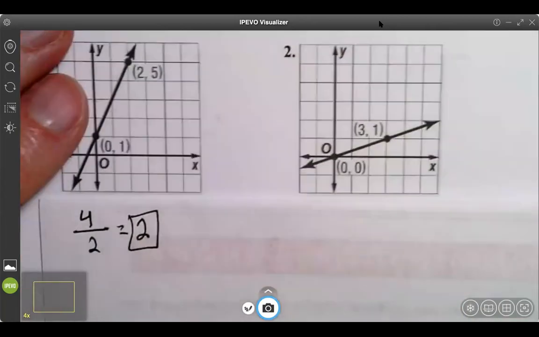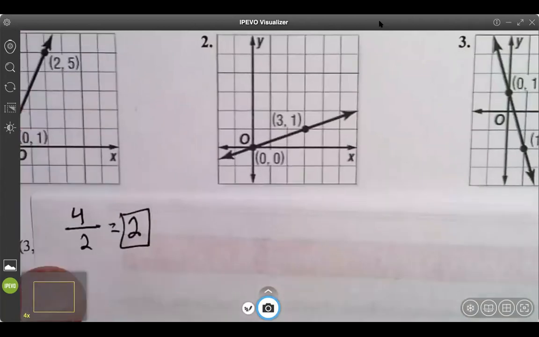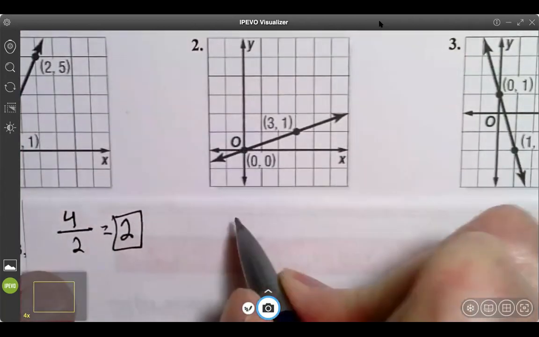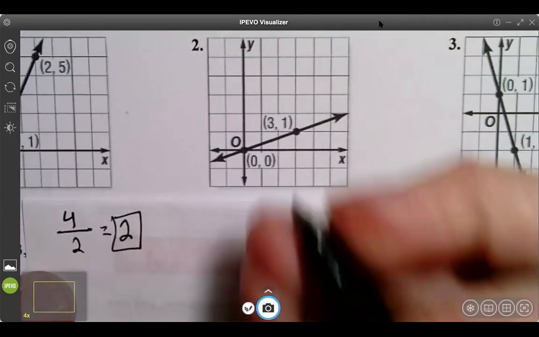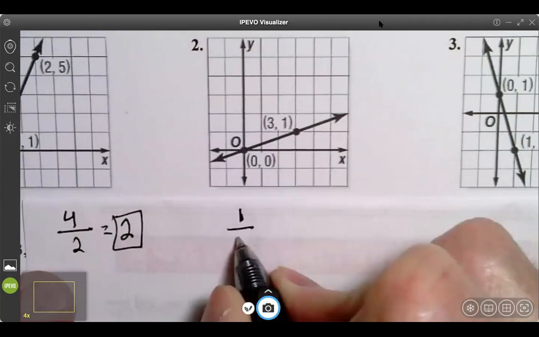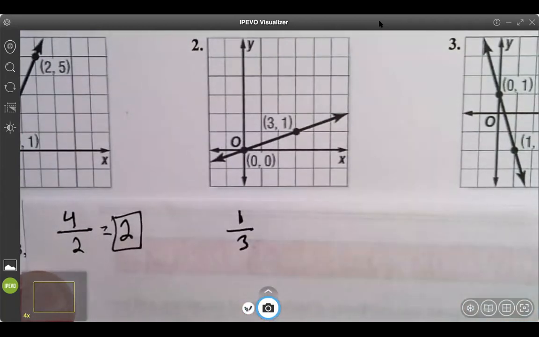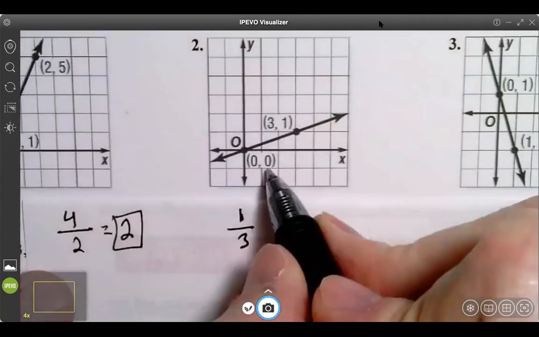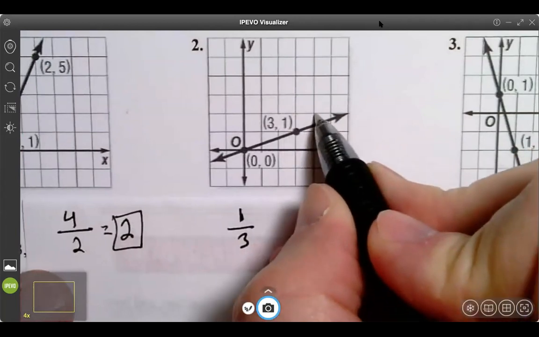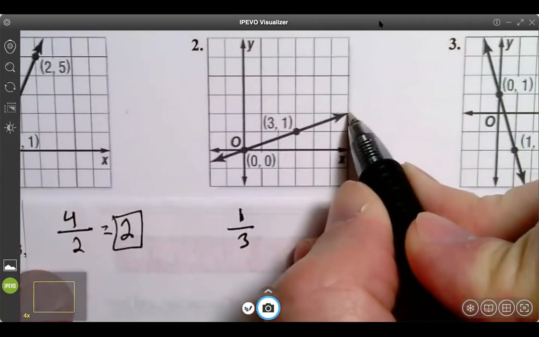On number 2. If I count between the dots, I rise 1 box. And I run 1, 2, 3. Rise 1, run 3. Your slope is 1/3, which is also the difference in your y's over the difference in your x's. Now, if I kept going, rise 1, run 1, 2, 3, I'm right on that grid again.